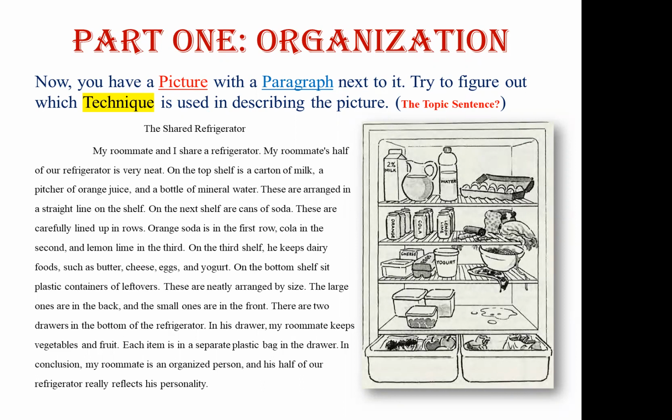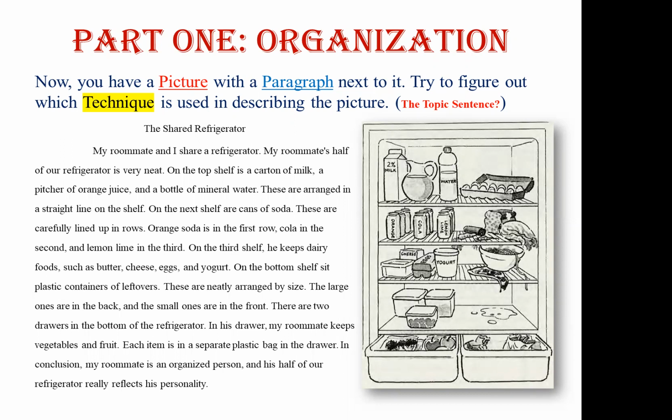There are 2 drawers in the bottom of the refrigerator. In his drawer, my roommate, we see that at the bottom of the refrigerator, we have 2 drawers. The left one is for his roommate, which is very neat and organized, but the right one is not. So we are focusing right now on the left one. In his drawer, which is on the left, my roommate keeps vegetables and fruit. Each item is in a separate plastic bag in the drawer.